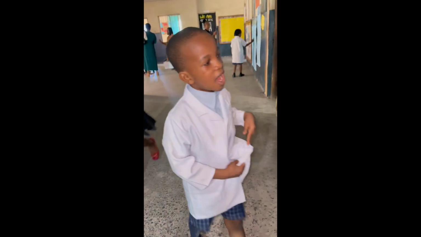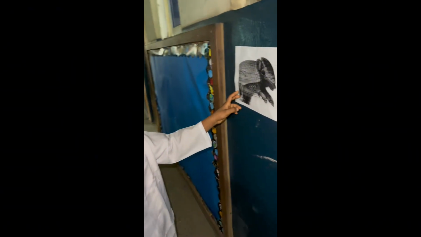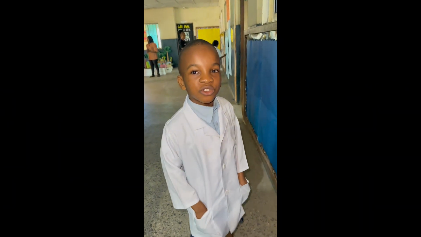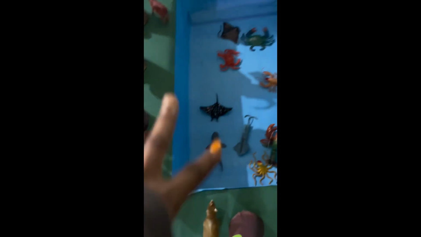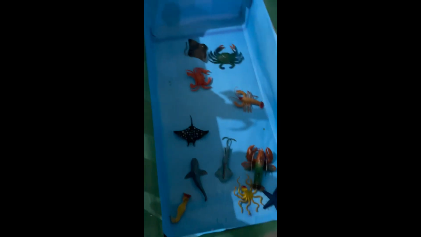Good. Armadillo. Had a shell to protect itself from predators. Okay. All right, let's go. So this one is salt water, which is also sea water. Okay, because these things here are sea animals.